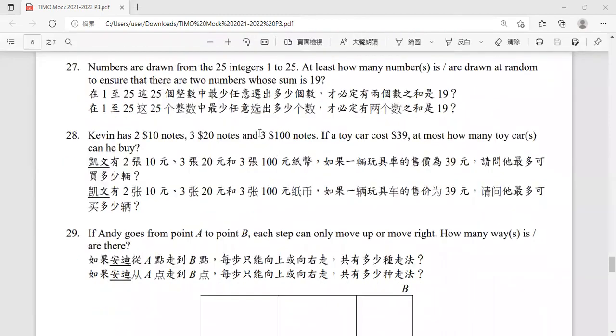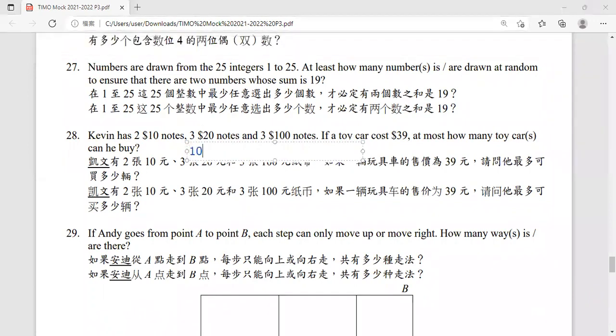28. Calculate 2 $10 notes, 3 $20 notes, and 3 $100 notes. If a toy car costs $39, how many toy cars can he buy? So you just add all these amounts here. You get 10 times 2 plus 20 times 3 plus 100 times 3, which is 380. So obviously, we can have only 9 cars, because 39 times 10 is 390, but we have 380, just that. So obvious.